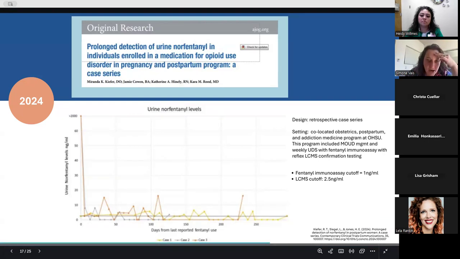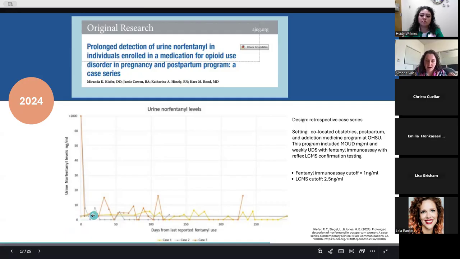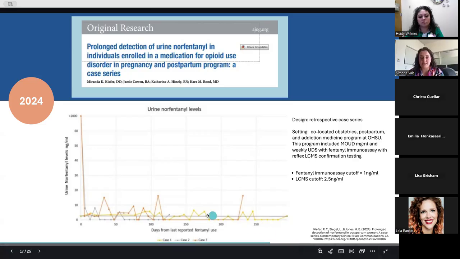So in case 1, we are seeing this yellow line that spikes up and down, up and down, up and down. But you see around the 2.5 line, a dark black line that's going horizontally. So that is the cutoff level at which this lab can detect norfentanyl. And if you were this person's worker, at 150 days, they test negative. Then they test positive, positive, positive, negative, negative, negative, negative, positive, negative, negative, positive, positive, negative.